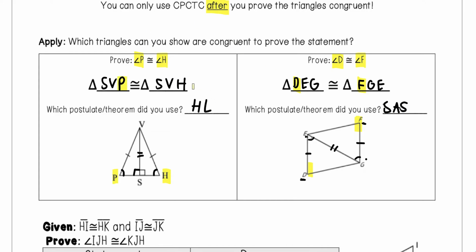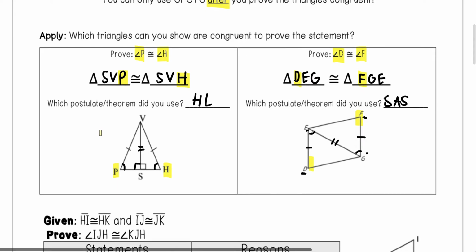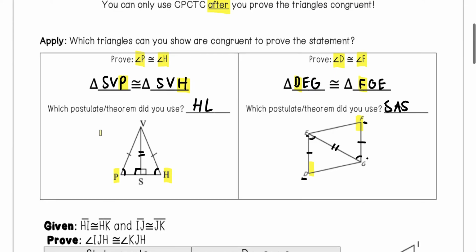Similarly, back here, P and H were corresponding angles, and when we proved that those two triangles were congruent, we would know that those two corresponding angles are congruent to each other. So we proved first that the two triangles are congruent, and then we can use CPCTC to say that their parts are also congruent.